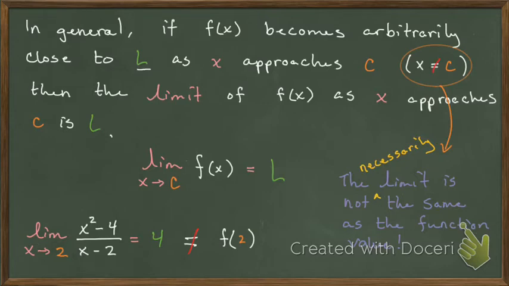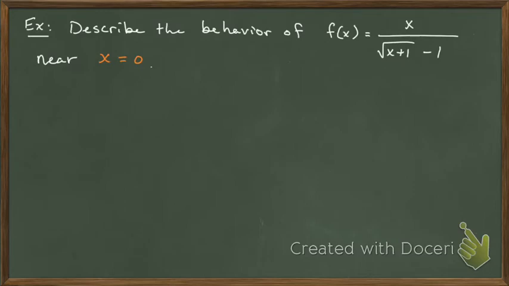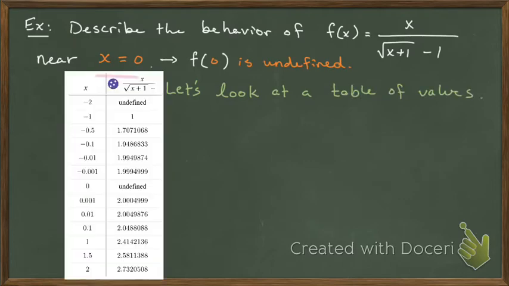Let's look at some other examples here. Describe the behavior of f of x is equal to x all divided by the square root of x plus 1, minus 1, near x equals 0. And of course, 0 is the interesting x value here, because f of 0 is undefined, okay? So again, I've got no idea what this looks like. Let's look at a table of values here. I'm just going to give them all to you instead of plugging them in one at a time. And I've plugged in some values, of course, on either side of 0 to see what's going on as x gets closer to 0 with my function there.